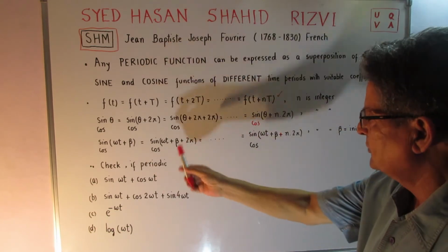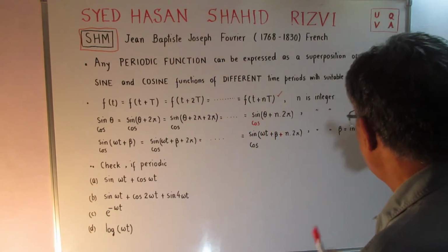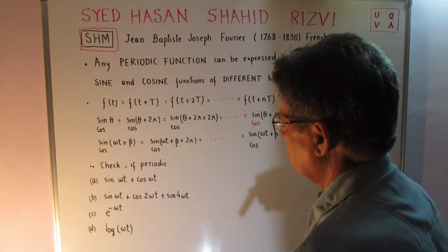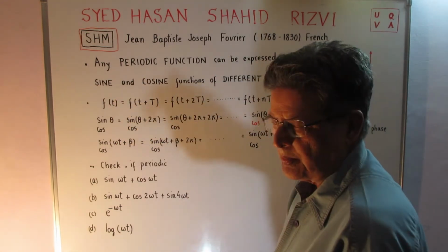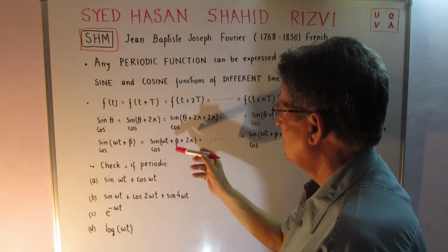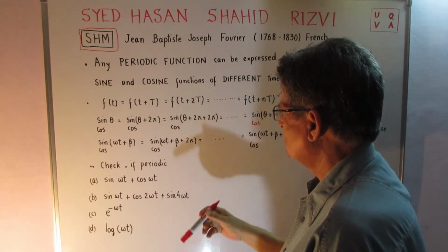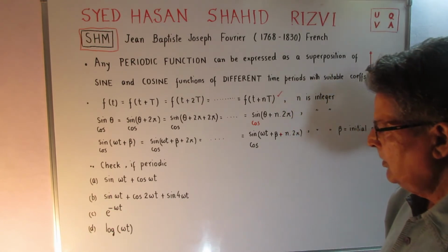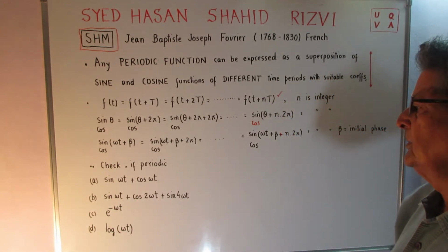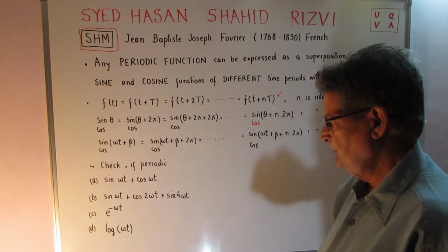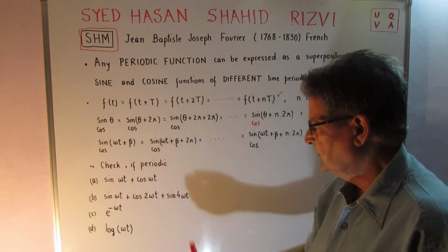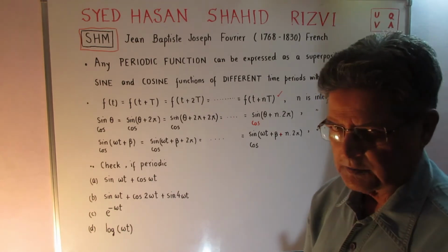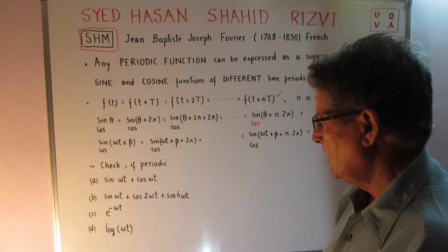And the same for cosine. But beta is the initial phase. Initial means when I put t equal to 0 in this function, it becomes sine of beta, sine of beta plus 2 pi, etc. So it doesn't matter. Now, following some of the books, we will just check if these things are periodic or not. Do they follow Fourier or not?